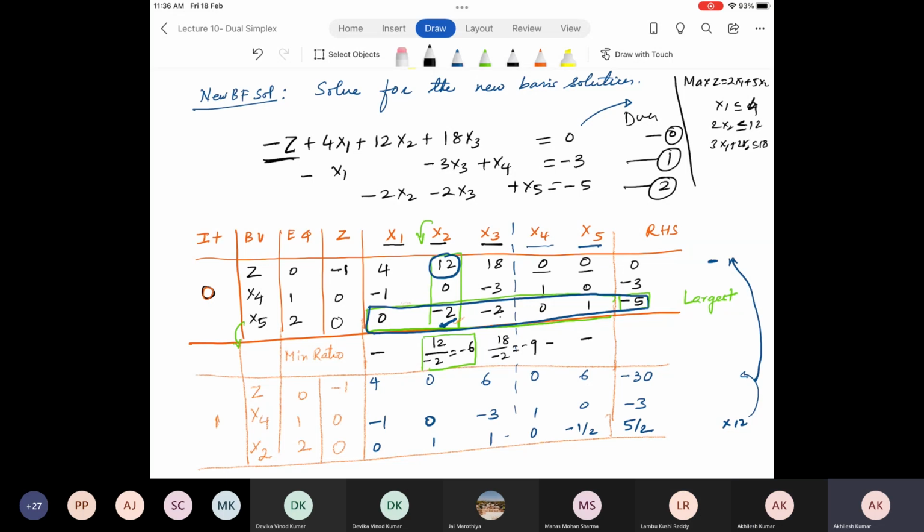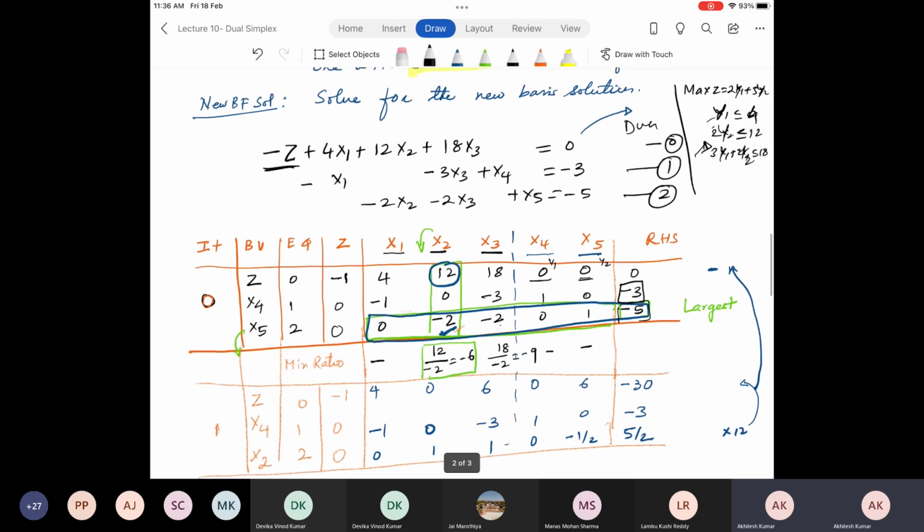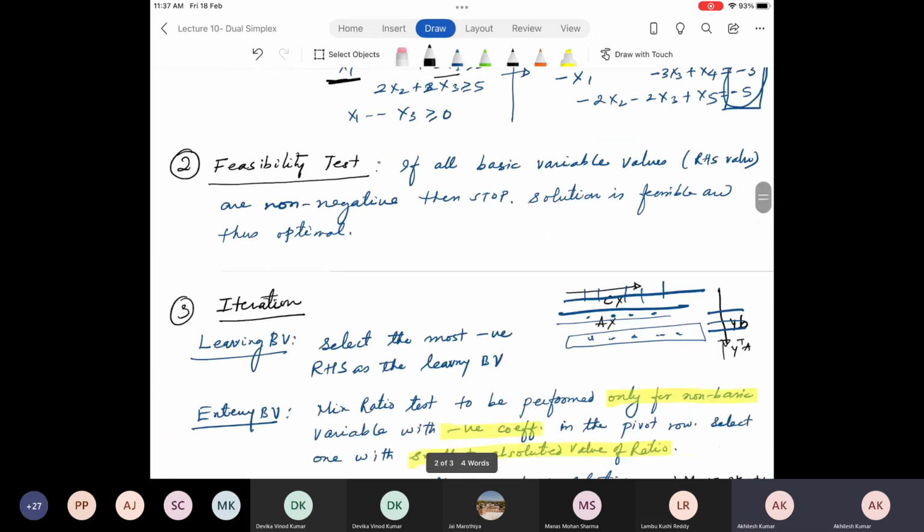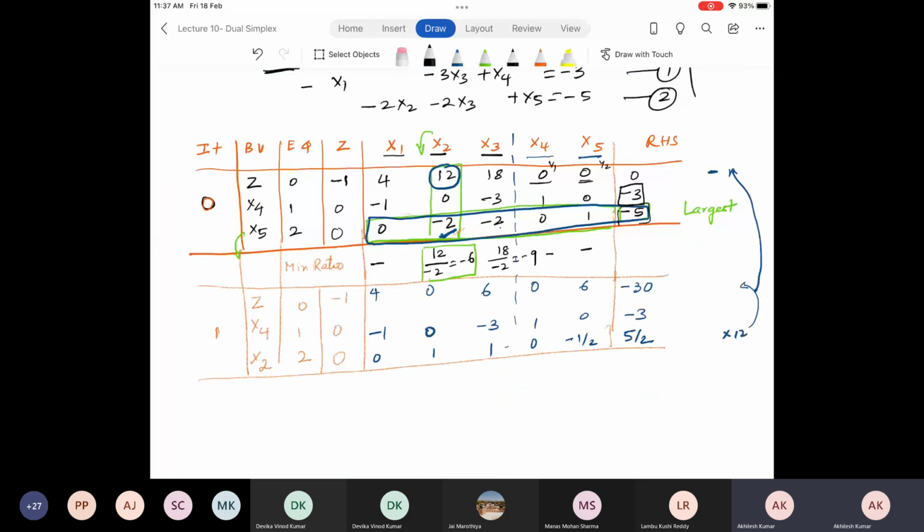Yes, sir, satisfied. This is nothing but corresponding y1 and y2. If you plug in 0 and 0 here, you will see it is being satisfied. As far as -3 and -5 is concerned, if you plug -3 and -5 into the original problem, is it feasible? No, sir. So this is what I wanted to highlight: your dual solution is feasible, primal is infeasible.